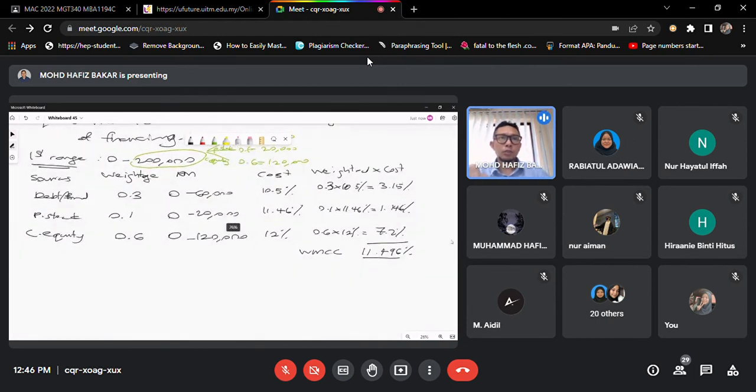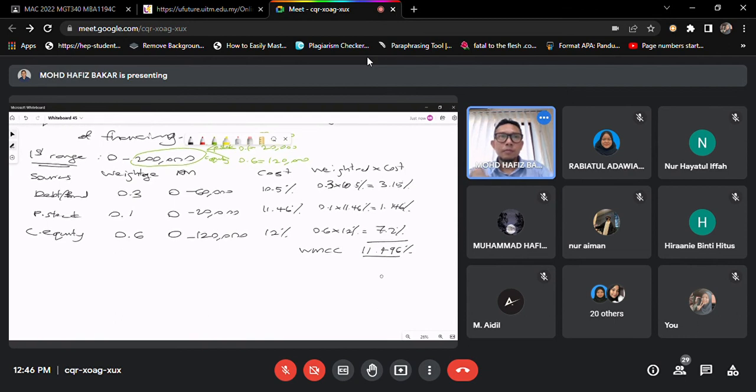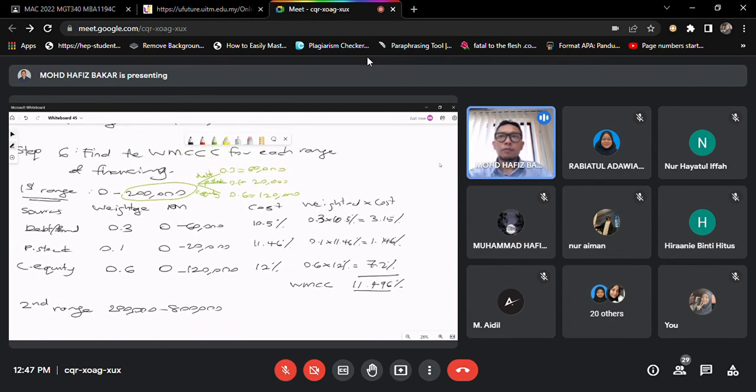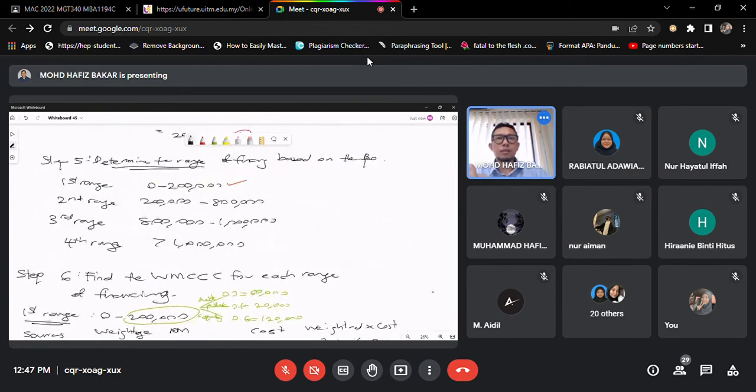Okay, and then you need to do second range, third range and fourth range. Sama juga konsep dia macam ni. Okay. Second range, I think we stop until second range then kita continue by tomorrow. Second range from 200,000 to 800,000. So how to get this value? Daripada step number 5. This one. Okay, 200,000 to 800,000.